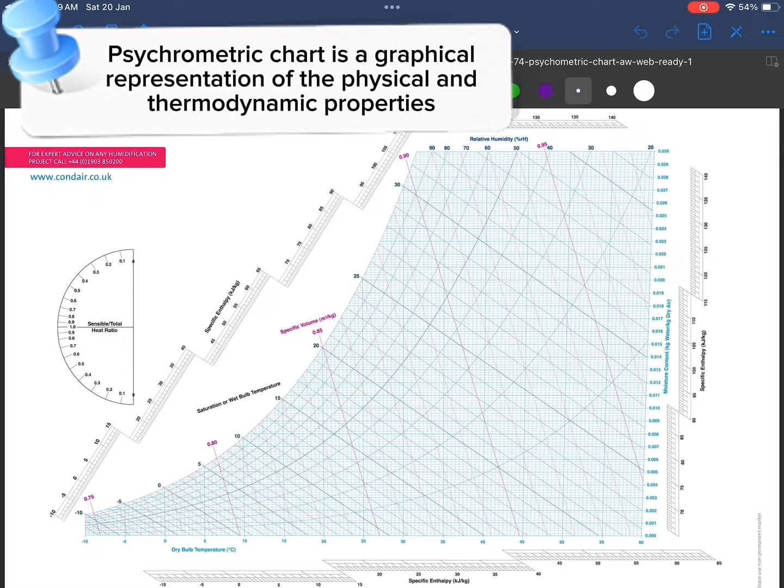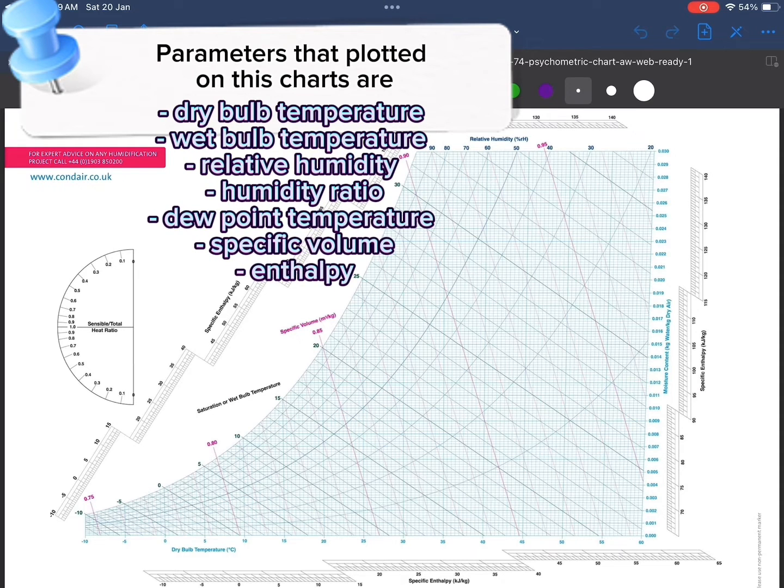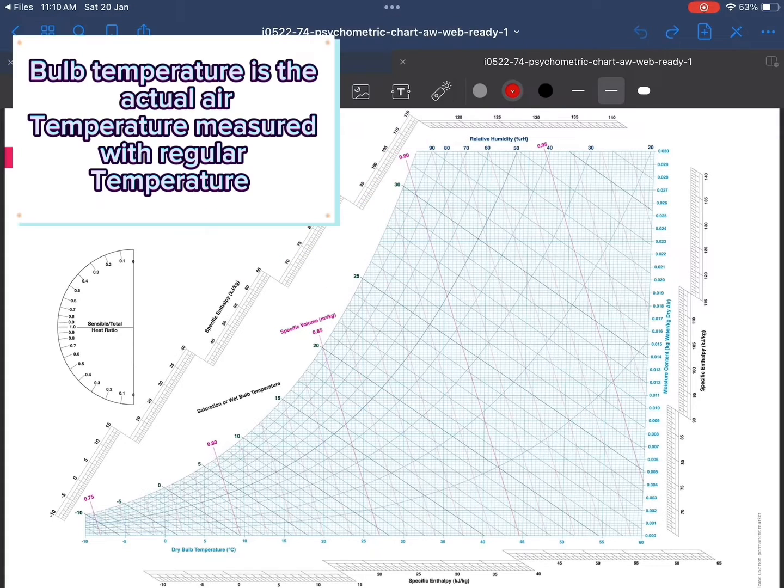Psychrometric chart is a graphical representation of the physical and thermodynamic properties. Parameters that can be plotted on this chart are dry bulb temperature, wet bulb temperature, relative humidity, humidity ratio, dew point temperature, specific volume, and enthalpy.